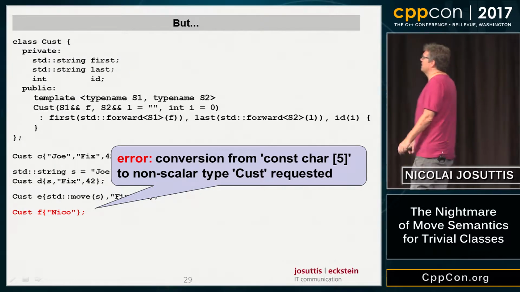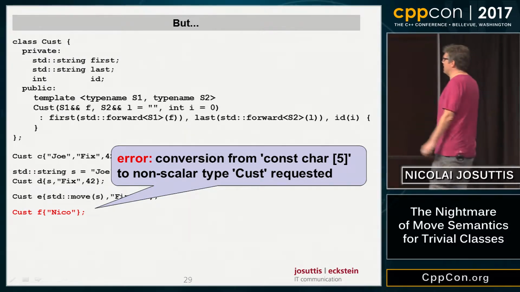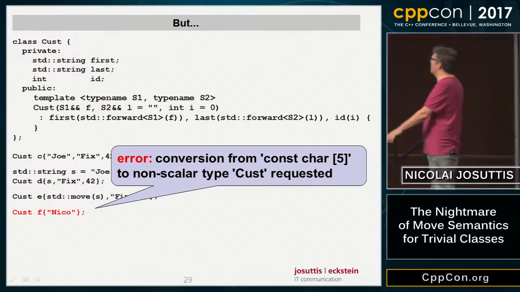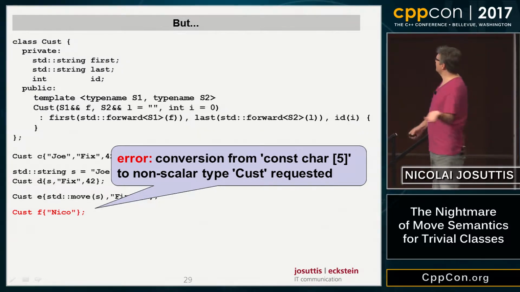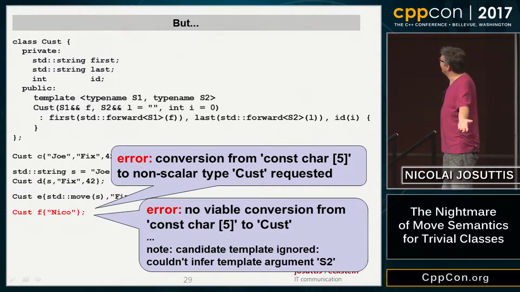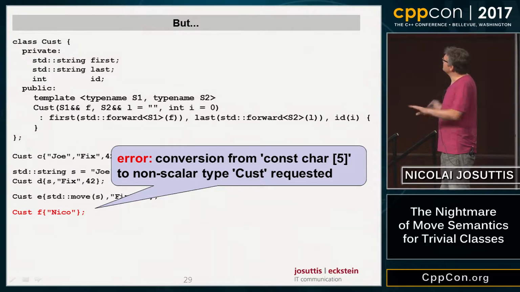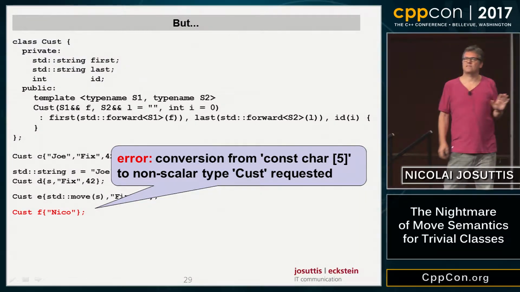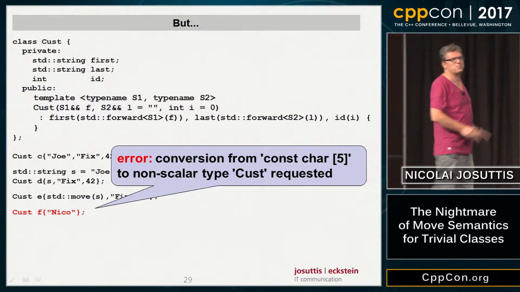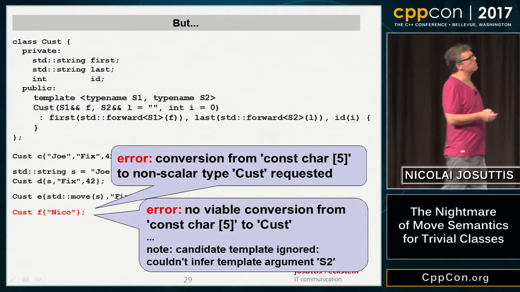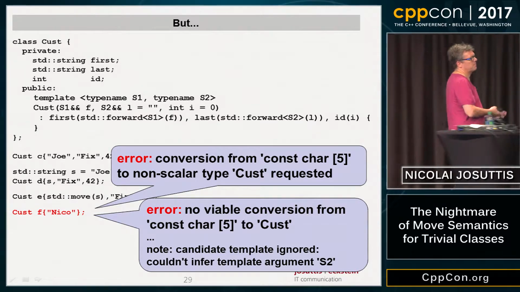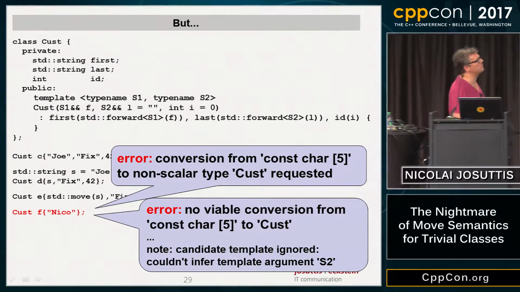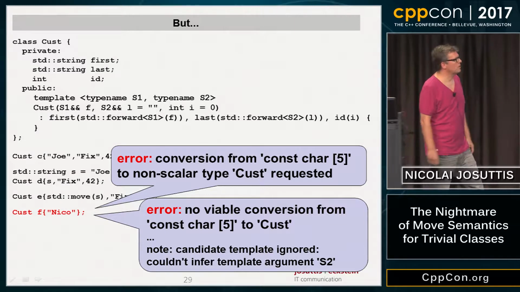The error is: conversion from const char[5], array of 5 const characters, to non-scalar type Customer requested. Yes, yes. So what's the problem? The good thing is we have different compilers. One compiler gives me that, another compiler gives me that, and that's a little bit more helpful: no viable conversion from const char[5] to Customer.